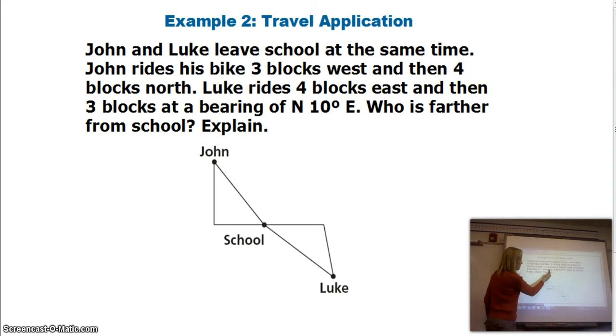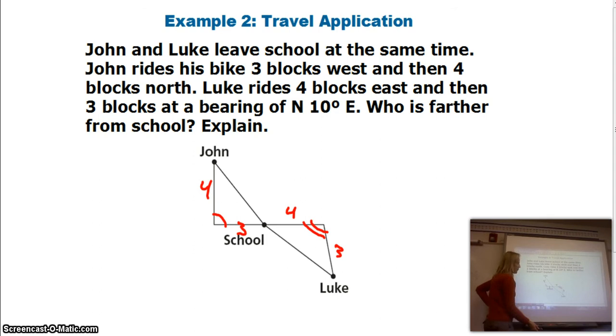Okay, so it looks like Luke, or John, I'm sorry, has gone at some point 3 blocks west and 4 blocks north. I don't know if this is perfectly to scale, but it looks like we could put those there. And Luke has moved the same kind of blocks, right? 4 blocks east and 3 blocks at this bearing. So they do have an included angle between congruent sides, don't they? Here's one included angle, here's the other. The question is, which is greater?